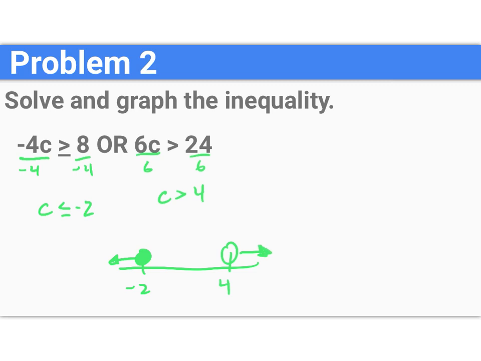Usually, your or inequalities will be outside and your and inequalities will be inside. Usually, that's the way it works out.